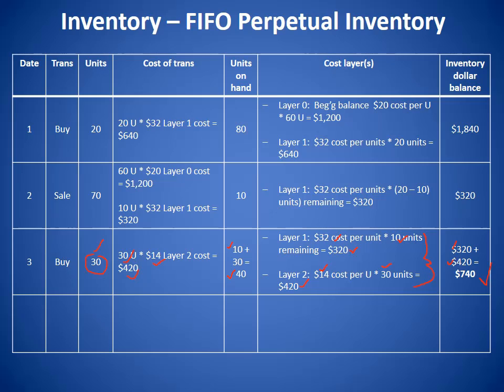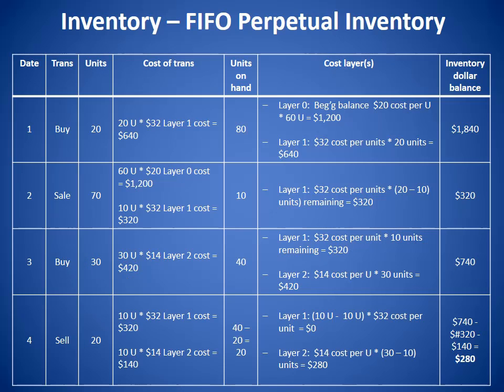Okay, let's take a look now at date number 4. And of course, in this case, we sell 20 units. So in order to calculate the reduction of our inventory and our cost of sales, we have to determine what layers we're going to cost this sale out of. The first thing we know is, again, we're dealing with a FIFO basis calculation, which means the first layers are liquidated first. So right now we have a layer 1 and a layer 2. So we're going to liquidate layer 1 first.